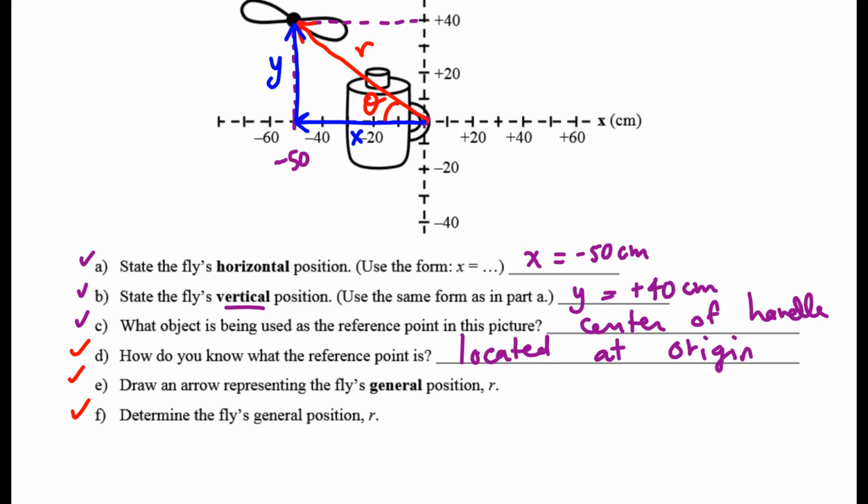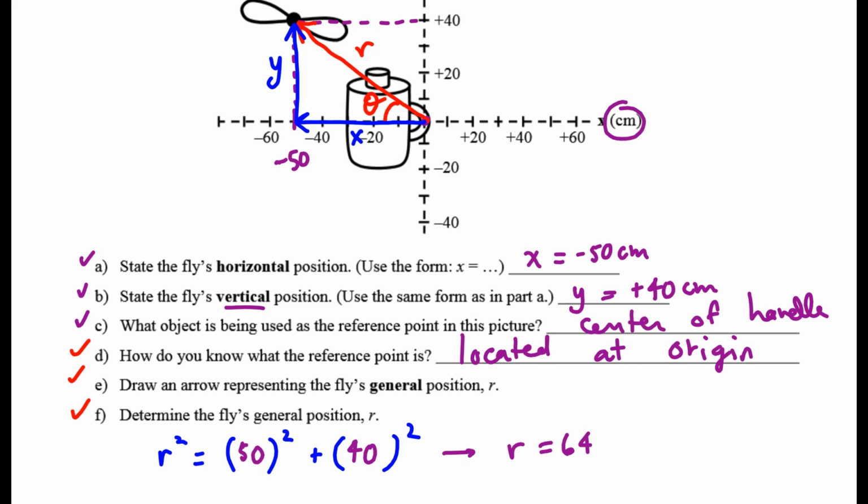Okay, the Pythagorean Theorem says R squared equals X squared plus Y squared. So X is negative 50, but when you square the negative, it should go away, so I'll just leave it off. Y is 40. We solve for R, make sure to square root, and we get R equals 64 meters, or let's see, centimeters is the unit.